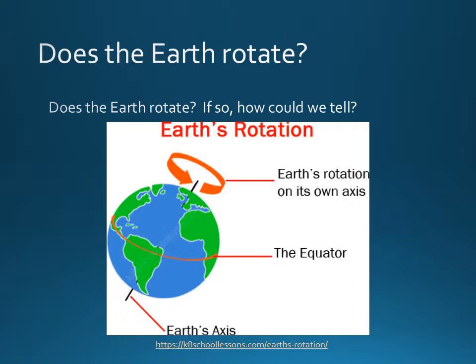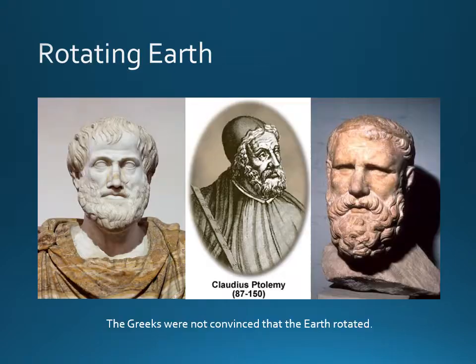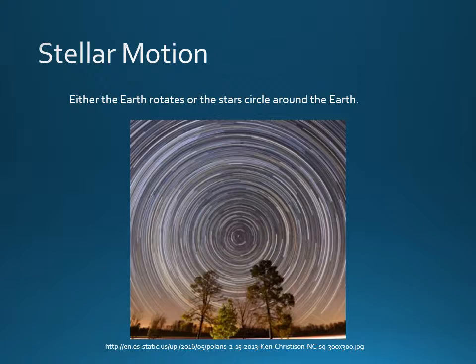Does the Earth rotate? If so, how could we tell? The ancient Greeks were not convinced that the Earth rotated. There seems to be a point in the sky that all stars seem to rotate about. The image shows a camera image, but this motion is easily discernible with the naked eye. There is a star close to the center of the circle, the North Star or Polaris. So this is inconclusive. It could mean the Earth is rotating, but it could also mean the stars are revolving around the Earth.